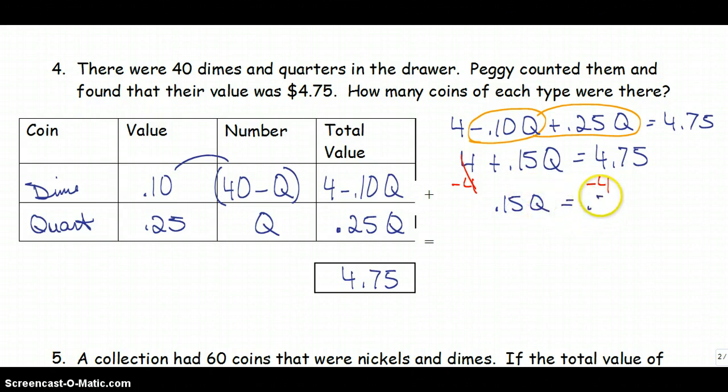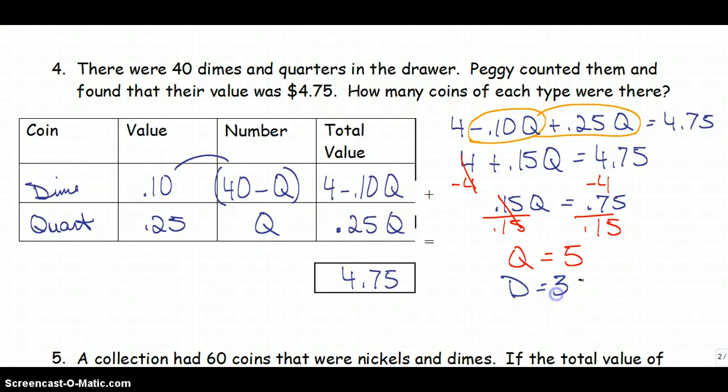0.15Q is equal to 0.75, divided by 0.15 divided by 0.15. So Q is equal to 5. Now my dimes are 40 minus Q. 40 minus 5 gives me 35, so I know that I have 35 dimes and 5 quarters.